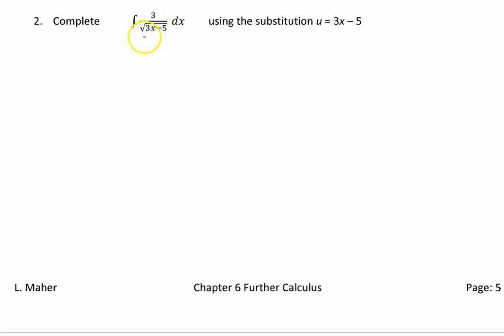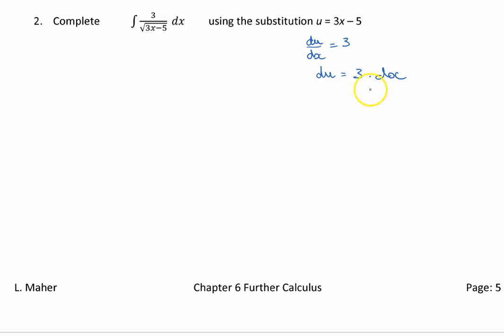We're integrating 3 over the square root of 3x minus 5 dx, but using the substitution that u is equal to 3x minus 5. So we can see that everything under the square root would be replaced with a u. Now, that's all good, but we've got a dx problem. So if we work out du/dx, differentiating that with respect to x, it is simply 3. That means then that du is equal to 3 times dx.